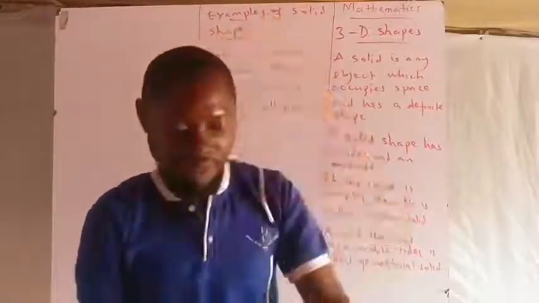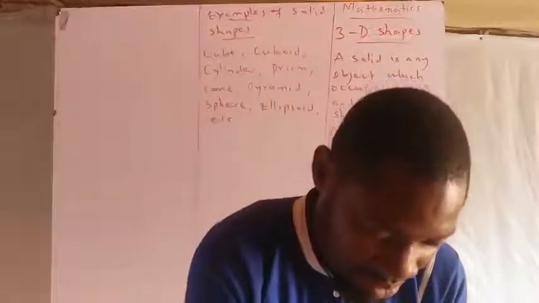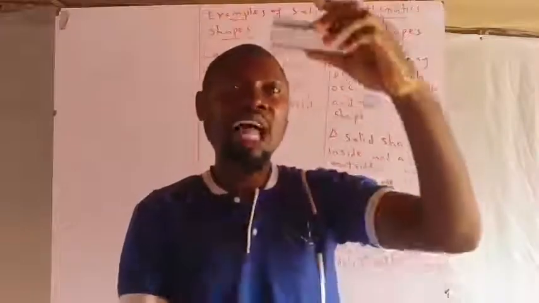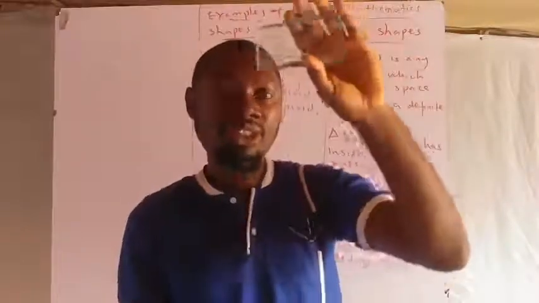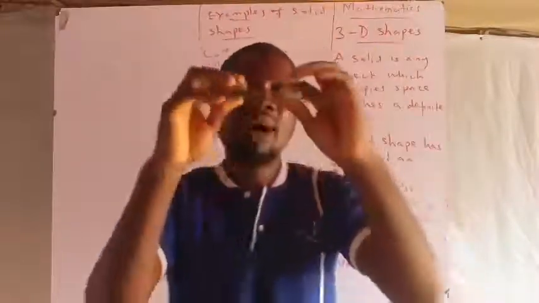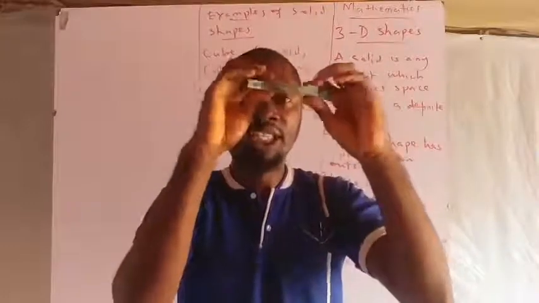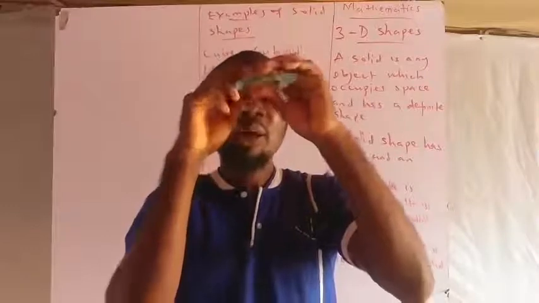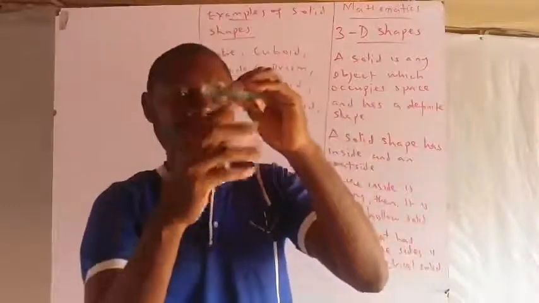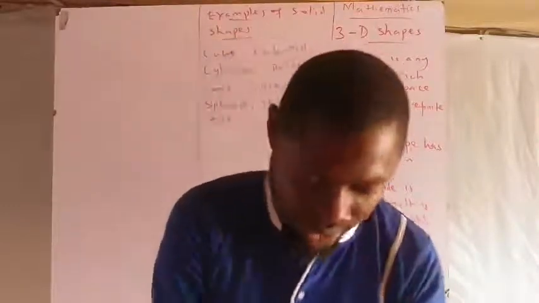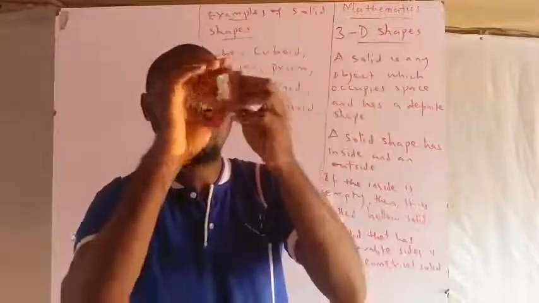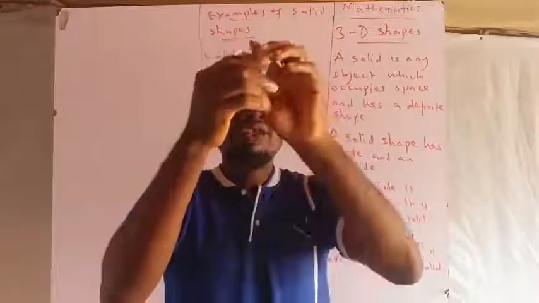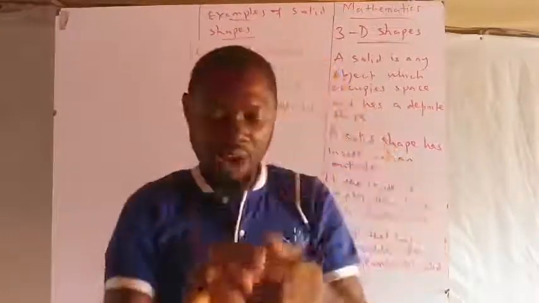A cuboid. These are prisms. This is a rectangular prism. You can see it's like a glass. A prism is like a glass. I can see through it. If I view at one side, I can see all the other corners. That is called a prism. This is a rectangular prism. This is a triangular prism, like a triangle.